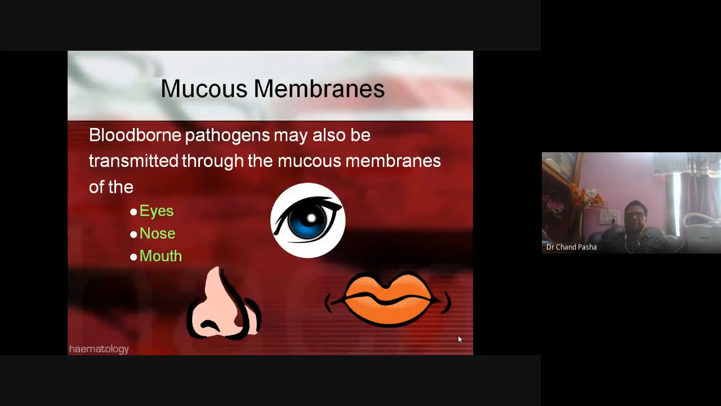Hepatitis A gets transmitted through the eyes, nose, and mouth. If you go swimming in the early rainy season, this hepatitis A virus is predominant. So if you go swimming, whatever freely available hepatitis A virus is there will enter through the mucous membranes of the eyes, nose, and mouth and happily enter your body. Okay.